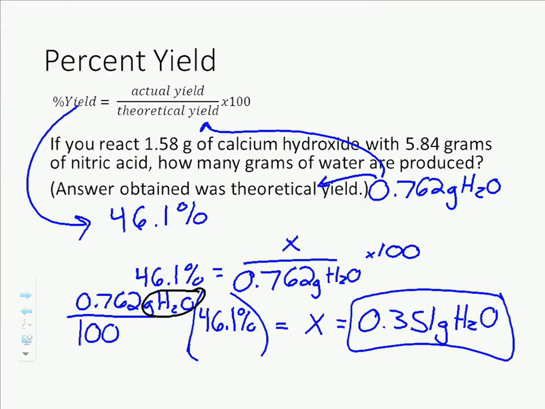So in this case, we were given a percent yield and asked to calculate the actual yield. So our actual yield was 0.351 grams of water. And notice this makes sense. If you have a 50% yield, you want your actual yield to be smaller than your theoretical yield.